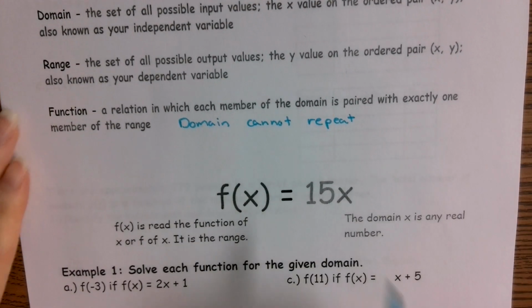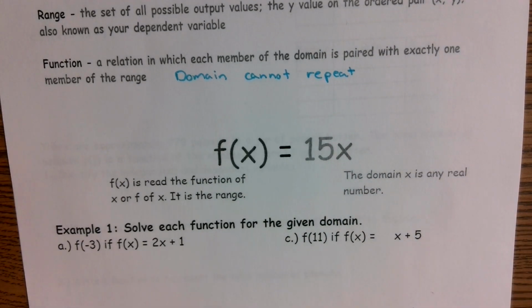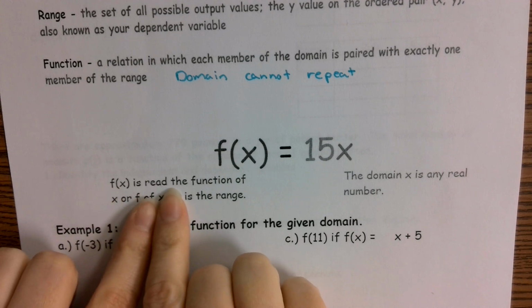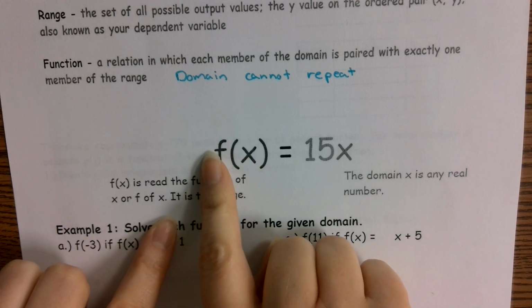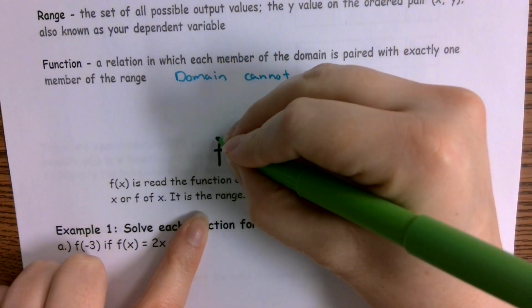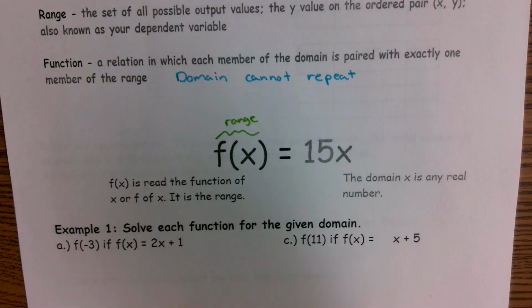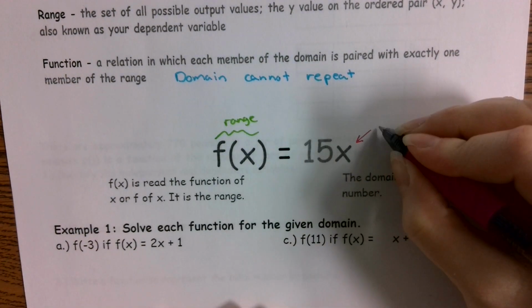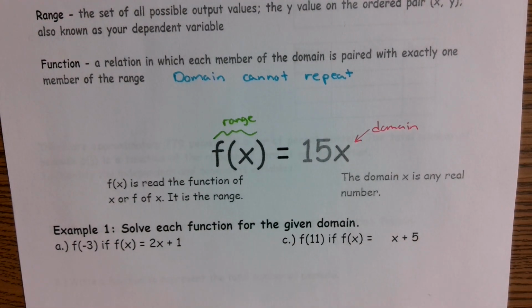Okay. Here, we have f of x is equal to 15x. F of x is read as the function of x or f of x. Again, this part right here is your range. This portion is the range. This portion right here, that's the domain. The domain is the x value, which happens to be a real number.